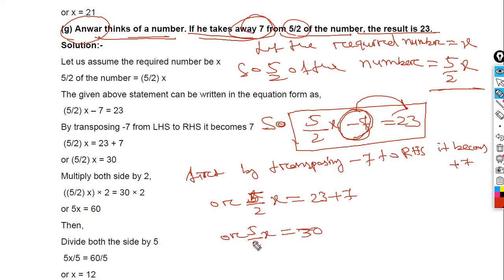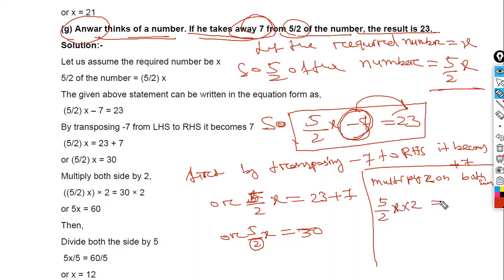Okay, now what we can do? We can multiply 2 on both sides. Here again we will write multiply 2 on both sides. What will happen? 5 by 2 in 2x into 2 equal to 30 into 2. Now 2 cancels, implies 5x equal to 30 into 2, 60.